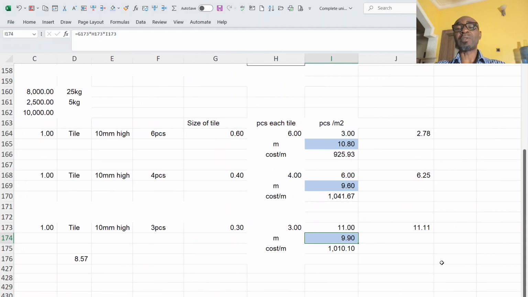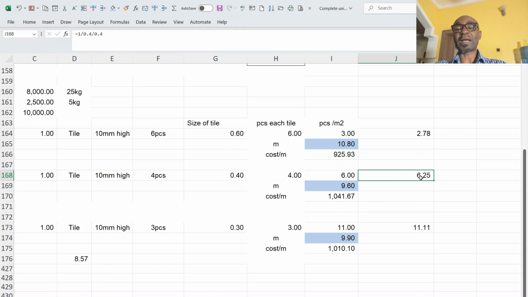And some might ask, how did I get my linear meter? How many pieces per square meter? If you divide 1 square meter by 0.6 by 0.6, you're having about 3 pieces of the tiles. Here also, if you divide, you're going to get 6.